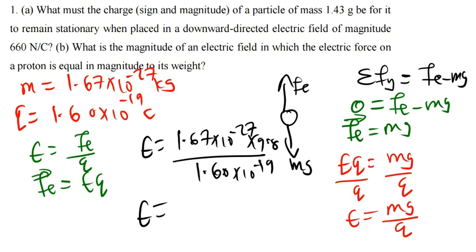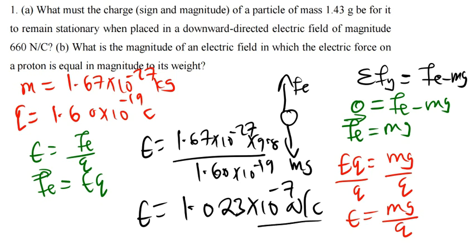So I'll put it in scientific notation. The answer is 1.023 times 10 to the power negative 7 Newton per coulomb. That is my electric field. So that is it for this question.